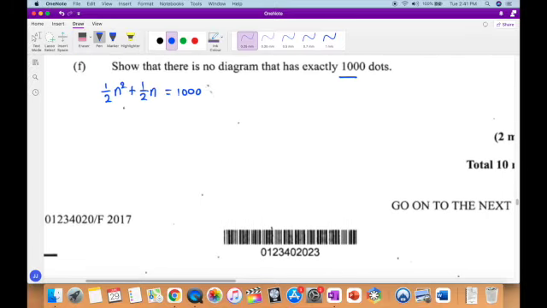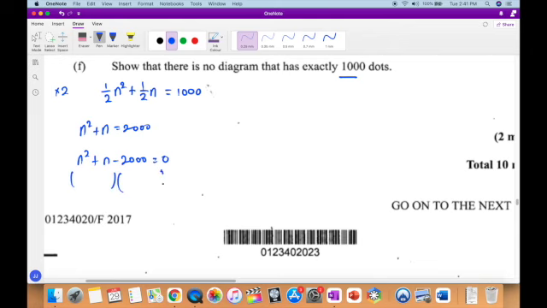So in solving this quadratic, I could see that if I multiply throughout by 2, it would get rid of these pesky halves. So I would now have n squared plus n is equal to 2,000. And so I could have n squared plus n minus 2,000 is equal to 0. Right? And from here I could try to factorize.